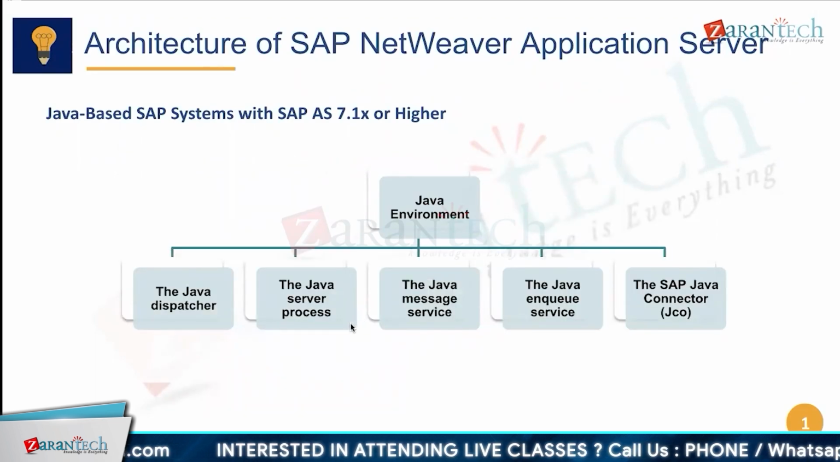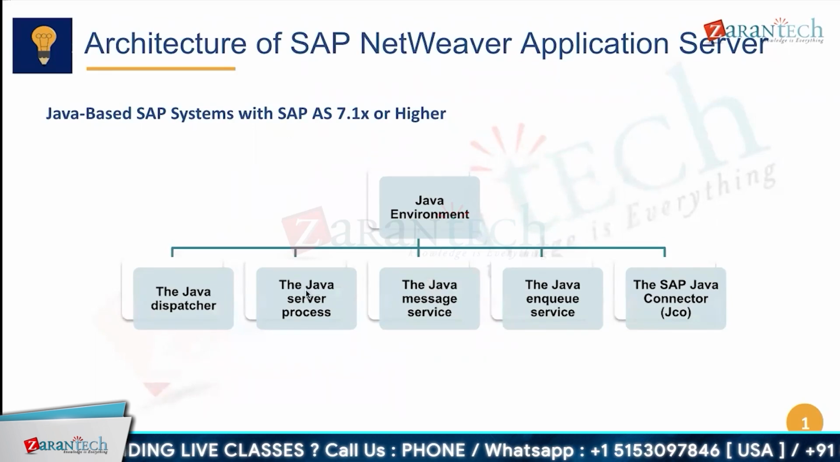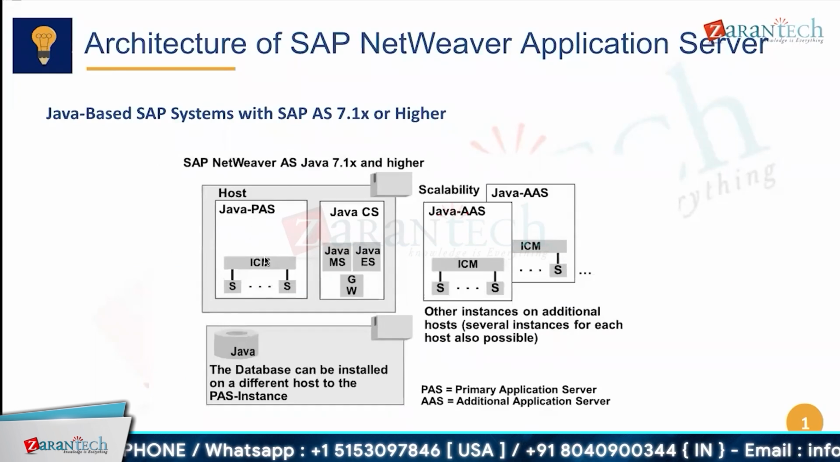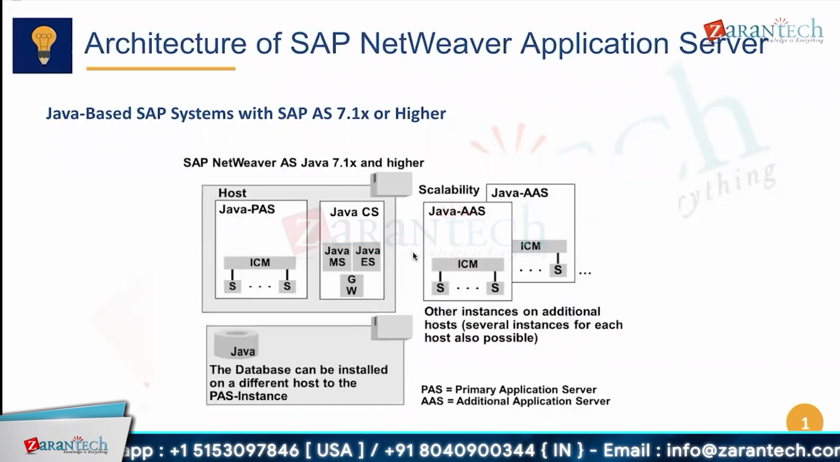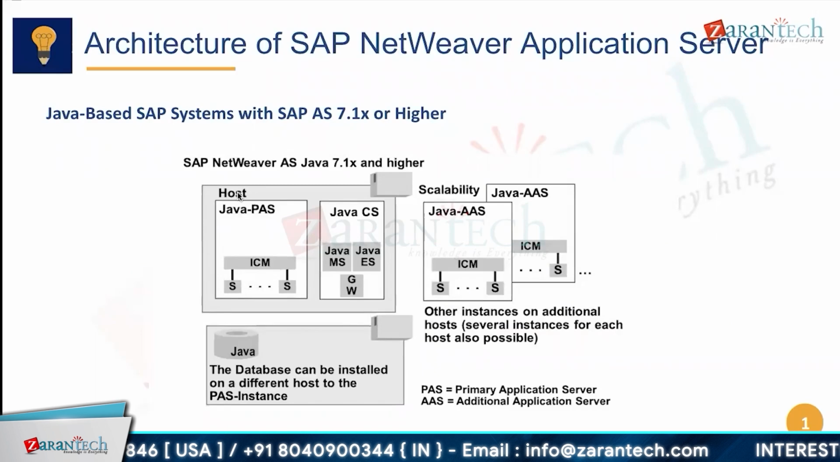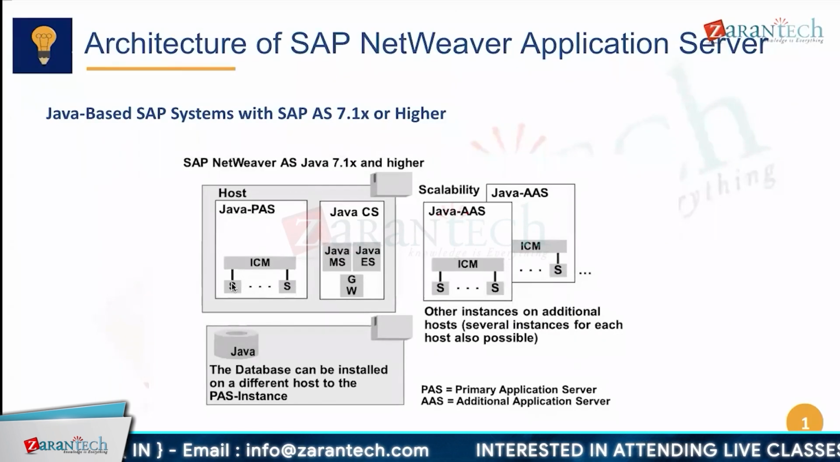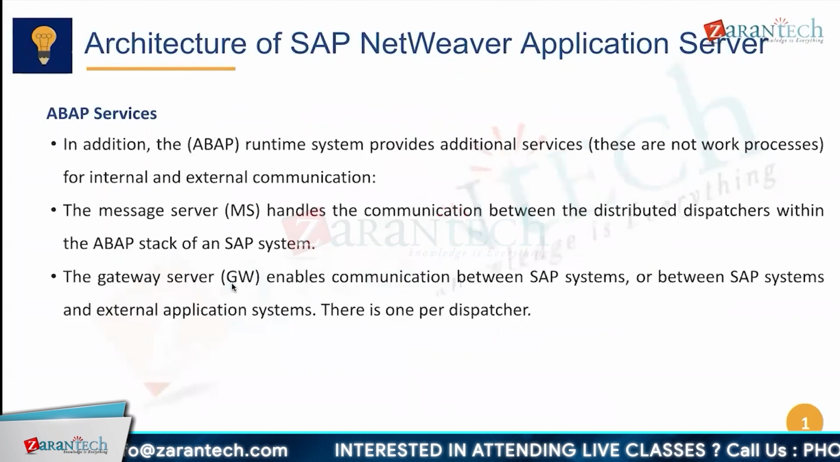Java-based systems, yeah, this is fine. So this is the same thing: Java environment, Java dispatcher, and the Java server process just explained here. So you have an ICM, this is the old description, but here is the latest. You have a host, the Java primary application server, ICM, and then server nodes. It's a very simple Java architecture. Okay.